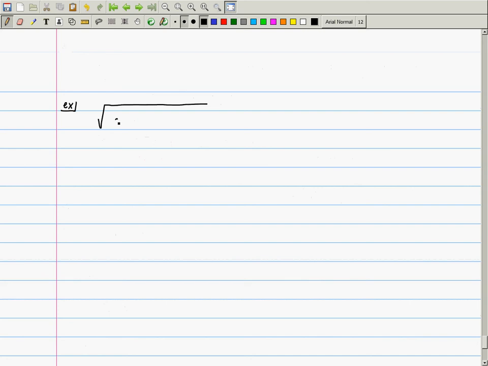The square root of a squared. No, let's not do it like that. Let's do it like this. The square root of x squared minus 6x plus 9. And my claim to you is that you can rewrite this without radical. How can this be rewritten without radical? So simplify to remove the radical.